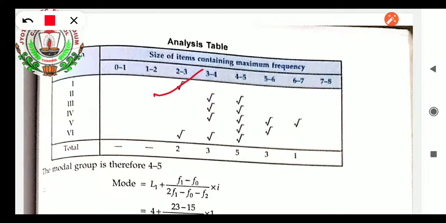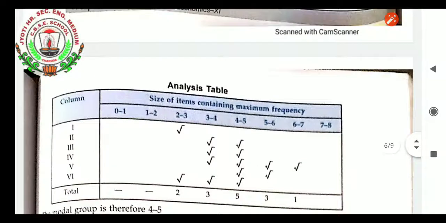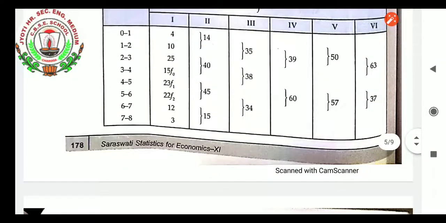Okay. Next is the third column. Let us see which class has been underlined. Third column, which frequency was there? 38 was the highest frequency in the third column. Can you see how we got it? Leaving the first, we added up the next 2, that is 15 and 23. Which class? 3 to 4 and 4 to 5. Third column.